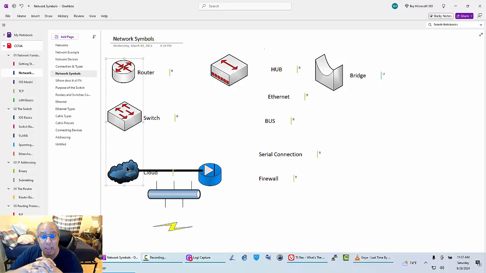You don't know anything between site 1 and site 2. That's what a cloud is.